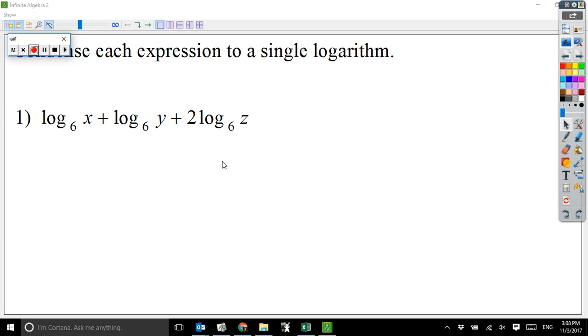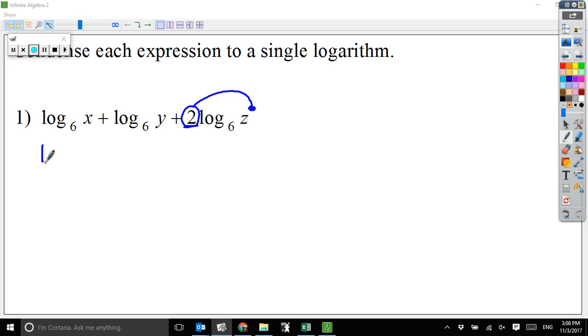Alright, so we're going to look at problems number 1 and 3 together. Well, let's look at problem number 1. Notice that I am adding, okay? But before I can add these together, I need to address that there's a number in front, okay? So I'm going to take that number and move it to the exponent.